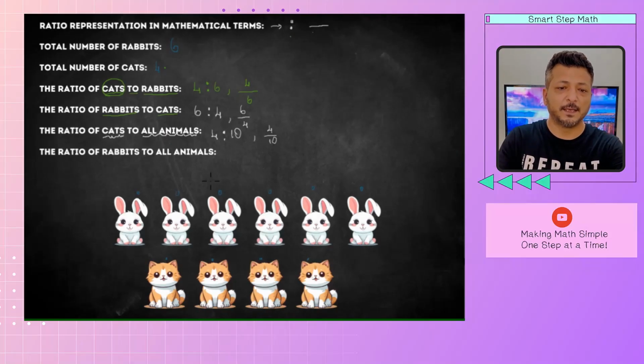And finally, it is referred to as the ratio of rabbits to all animals. We have 6 rabbits and a total of 10 animals. Or we can show it as 6 divided by 10.